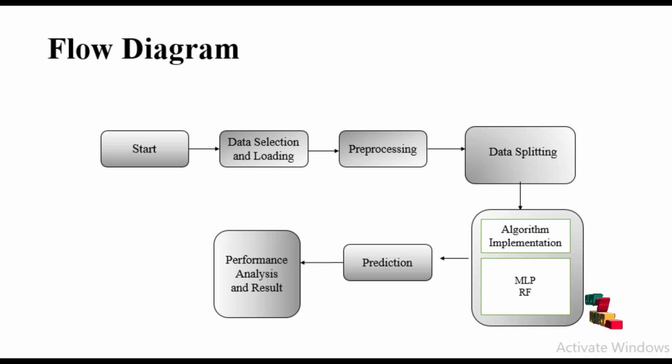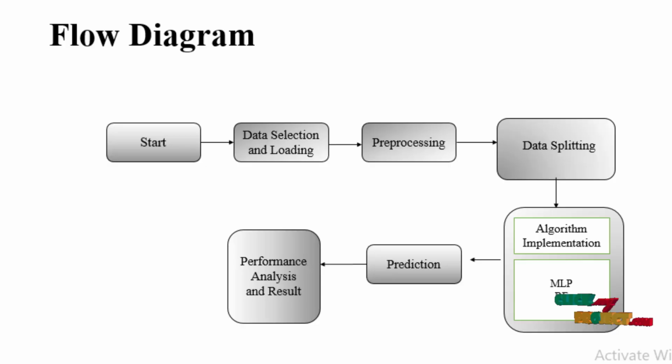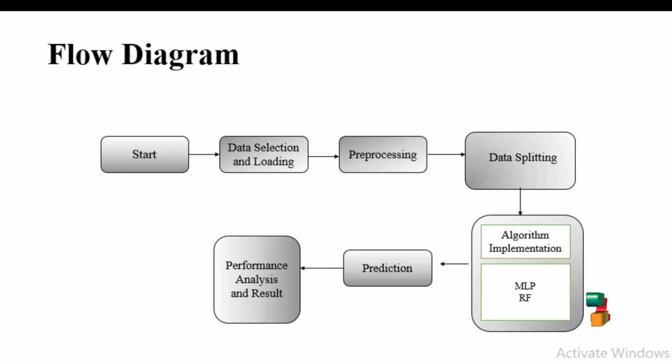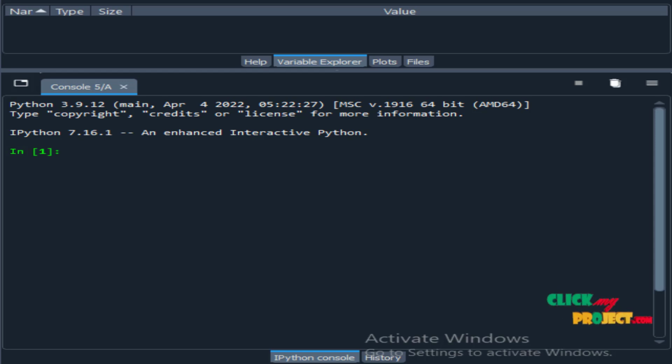The algorithms we are using are MLP and random forest. MLP is a multi-layer perceptron. Random forest is a machine learning algorithm, and MLP is a deep learning algorithm. MLP gives more accuracy than the random forest, so we are going to predict using the MLP algorithm. Performance analysis here represents the accuracy, precision, recall, and F1 score. Now let's see how the project works.